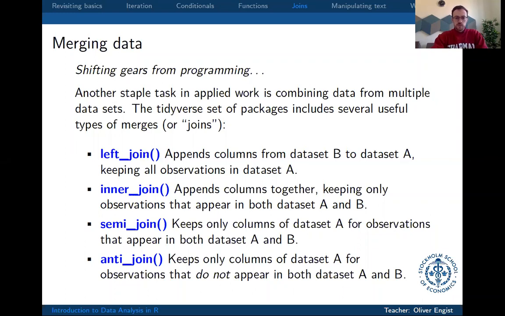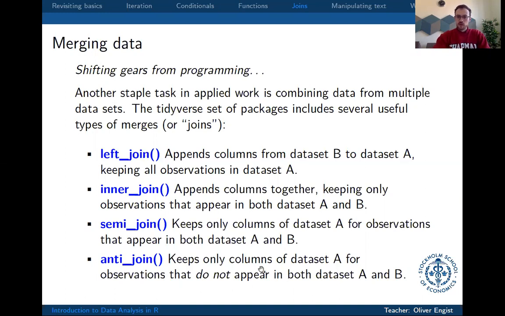The semi-join is not really a merge command, but rather a filtering command. It will keep only the observations from dataset A that could be found in dataset B as well, but it will not merge the columns from dataset B. It just filters whether an observation in dataset A appeared in dataset B, and if yes, it keeps it. If no, it will delete it.